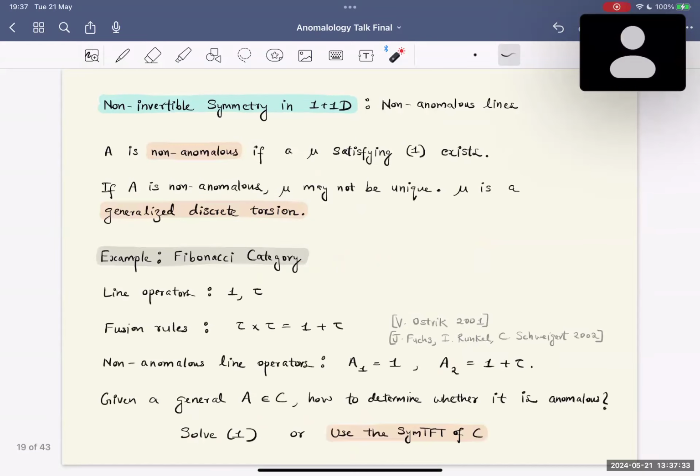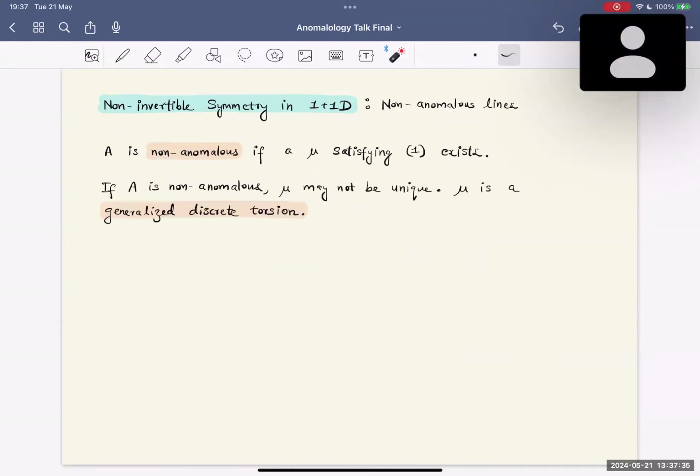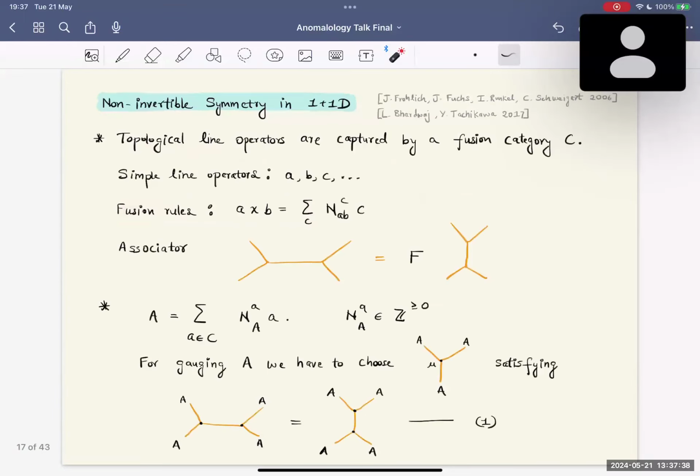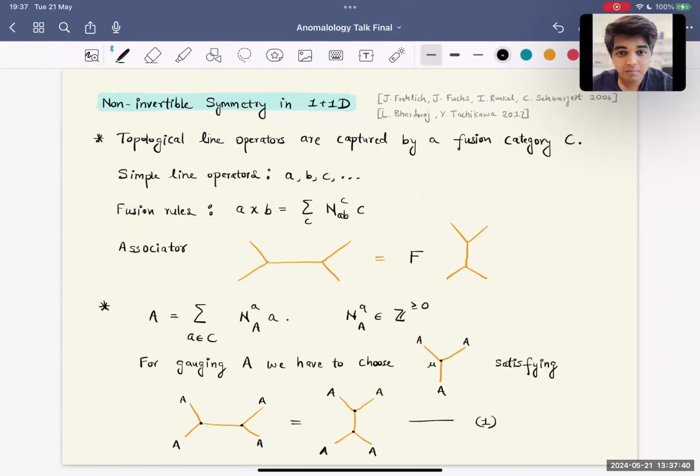Do you mind telling us more about what exactly mu is? Is it a vector space or? Yeah. This is actually an element of this Hom space. You take A times A, whatever A is, using the fusion rule. From that, you find common elements between A times A and A. You can write this Hom space explicitly in some basis, and mu is some complex numbers.